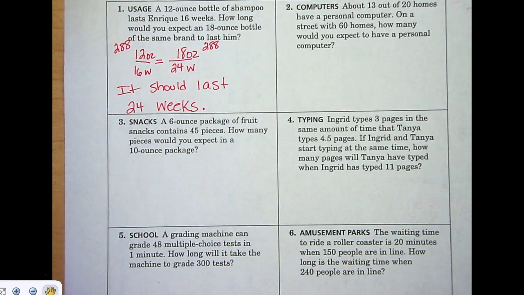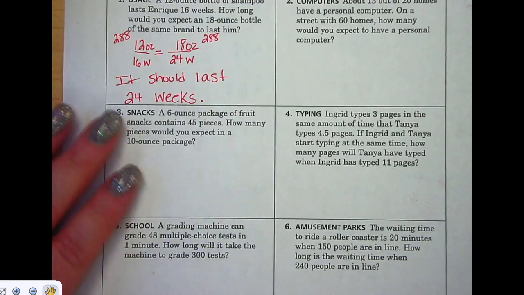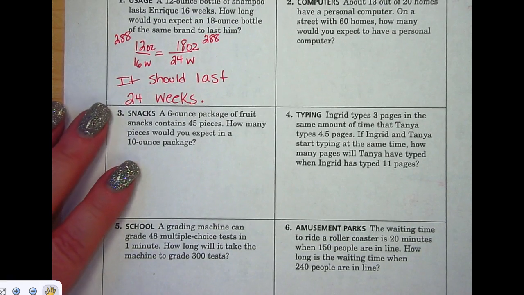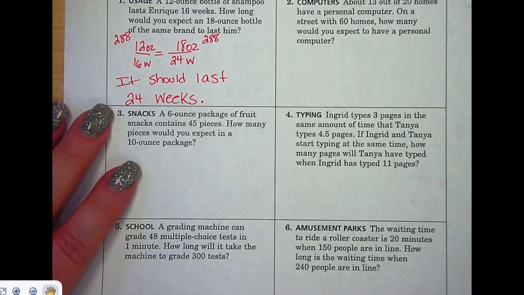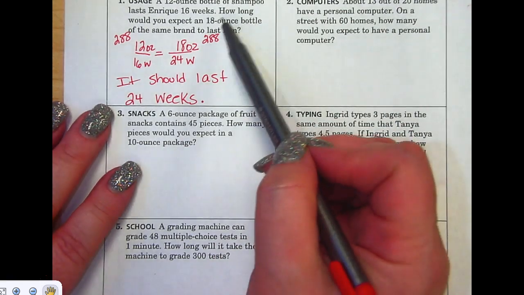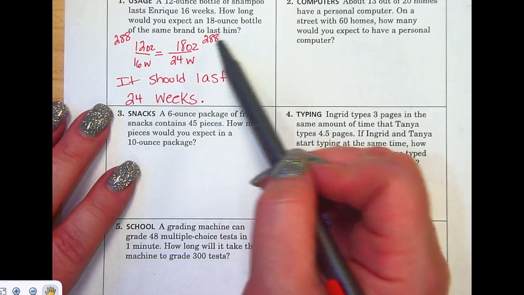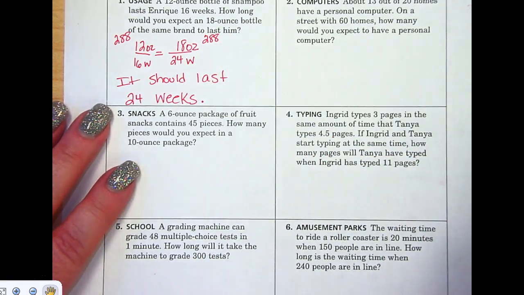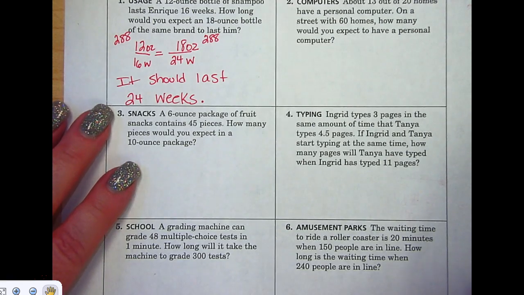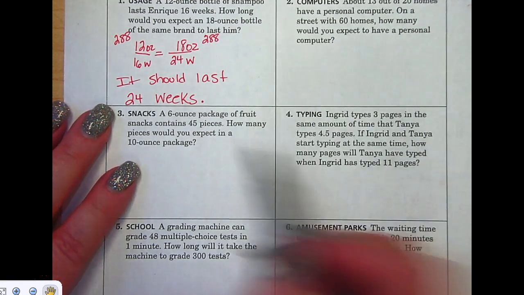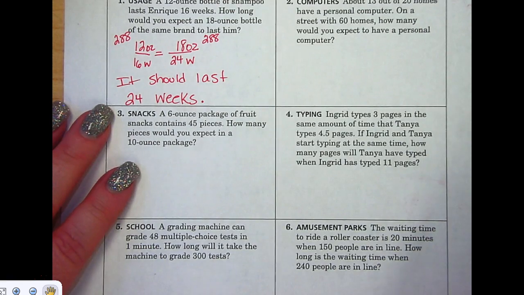And what do you notice that I did at the end of that? Right? It's a word problem, so it must have words in the answer. Go back and read the last sentence. How long would you expect an 18-ounce bottle of the same brand to last him? It should last 24 weeks. Your words do not have to be exactly like mine, but it should have 24 in weeks in there.